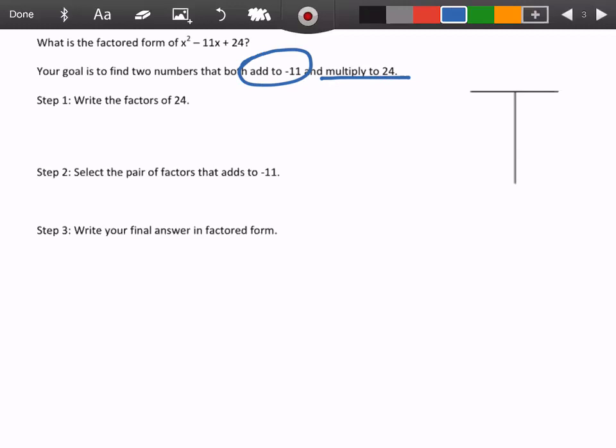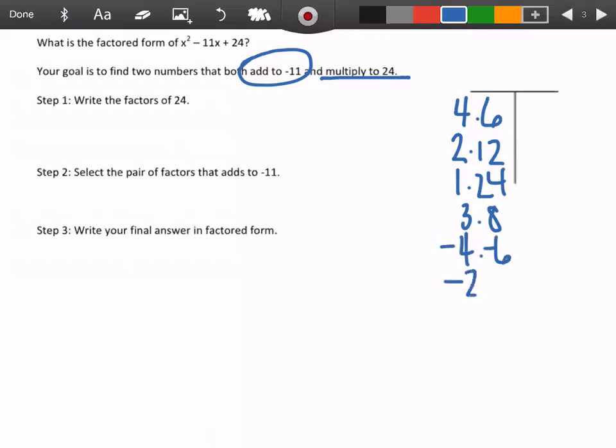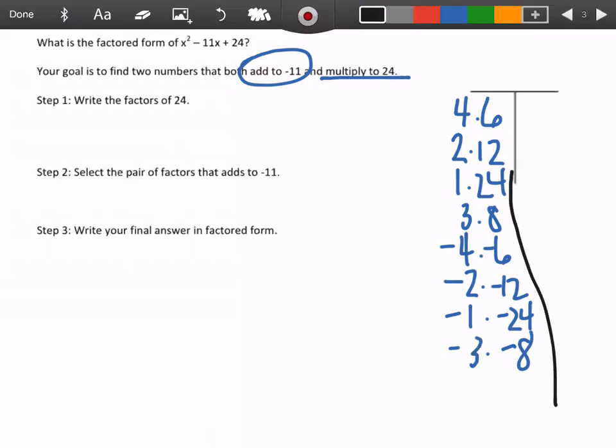So if we look back at that list, we have 4 times 6, 2 times 12, 1 times 24, 3 times 8. We want the negatives as well, so negative 4 times negative 6, negative 2 times negative 12, negative 1 times negative 24, and negative 3 times negative 8. I got really crooked down at the bottom there. All right, but then we have to find the sum.